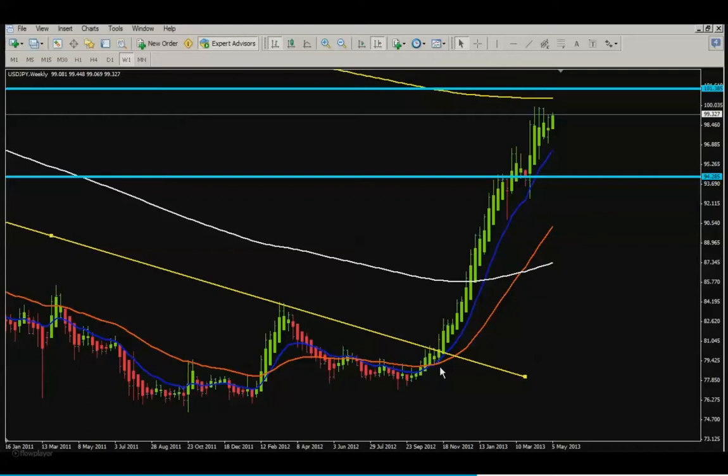To see it nicer and clean and clear, you want to switch now from your weekly chart to your daily chart.